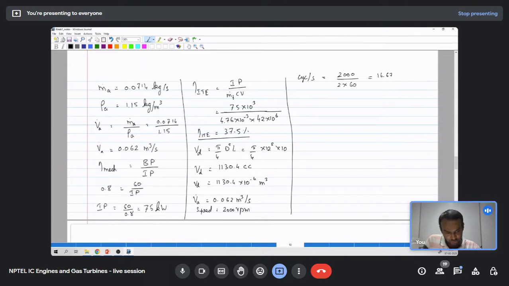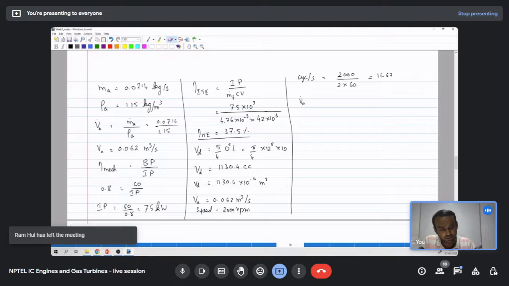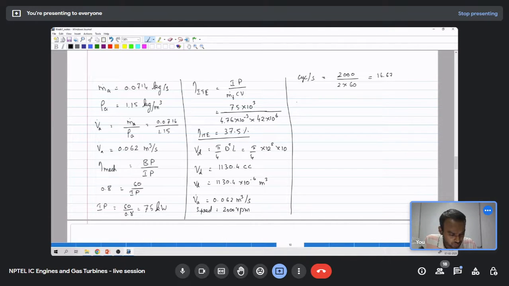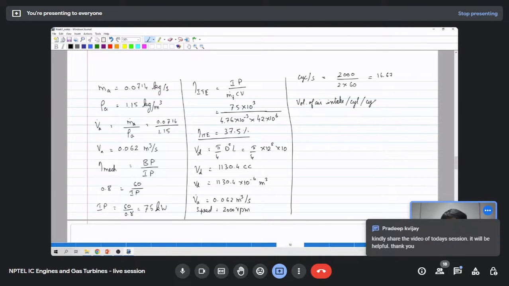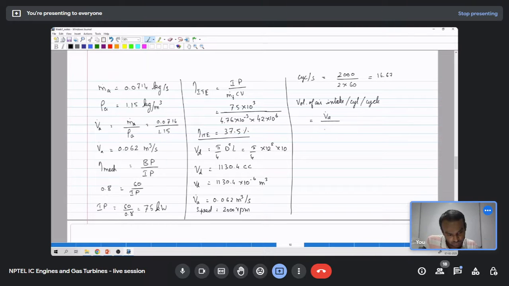Okay. So now we have cycles per second, and we have V dot A, the volume of air going in per second. So to calculate the volume of air intake per cylinder per cycle, it is V dot A divided by cycles per second into number of cylinders.